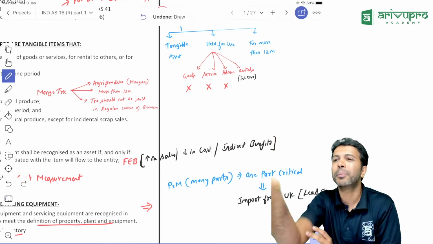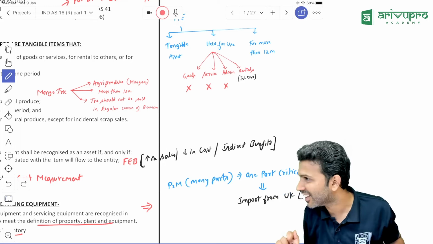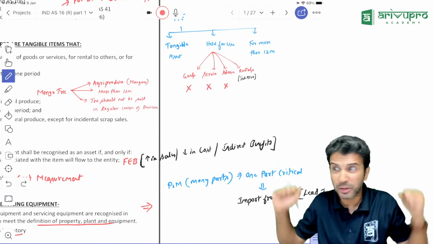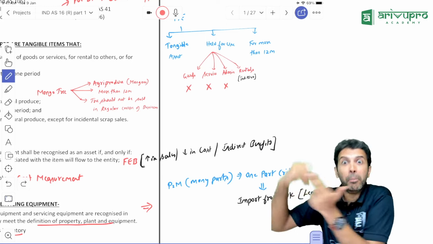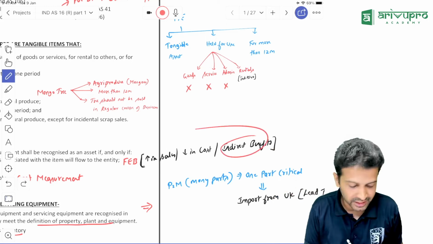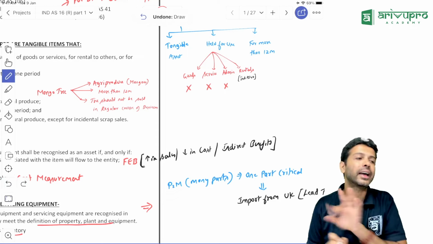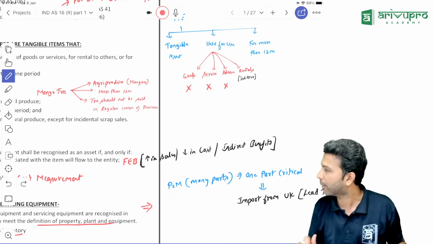Indirect benefits are also considered. Like your gym equipment, it will not decrease the cost, and it will not increase the sales, but it will increase the morale of the employees. Employees will feel good after working out. So if employee morale increases, obviously it will have a benefit to the company. All those are what? Indirect benefits. Even indirect benefits are considered as a FEB for this particular purpose.